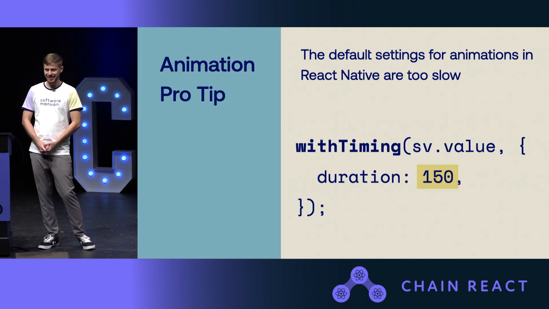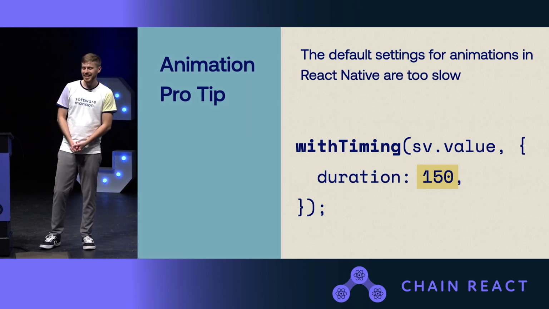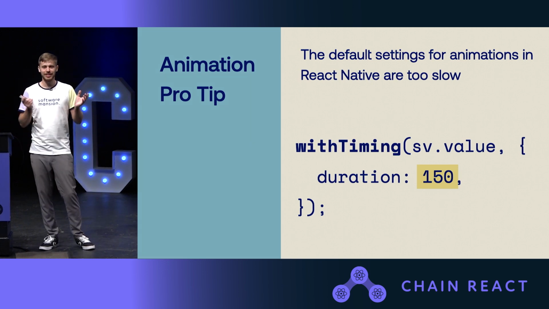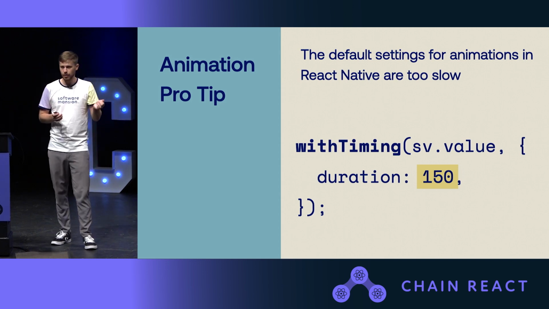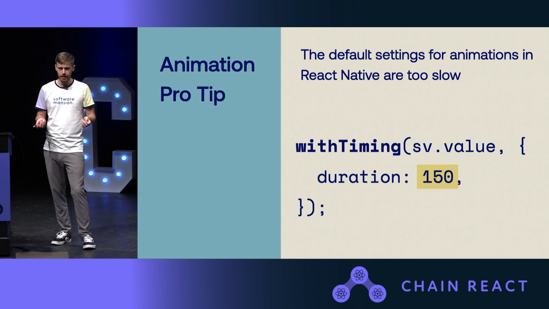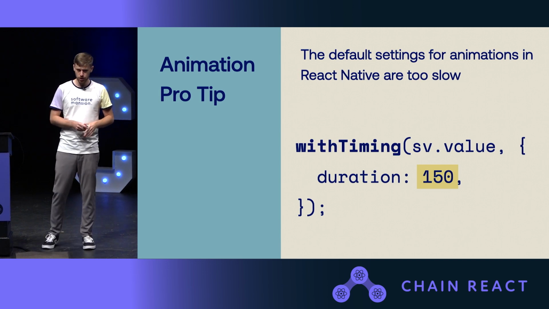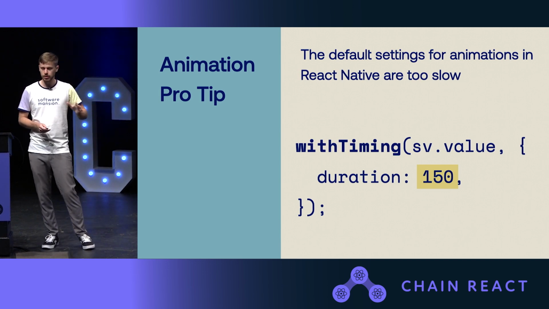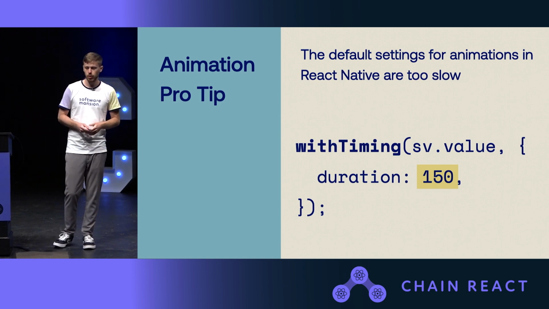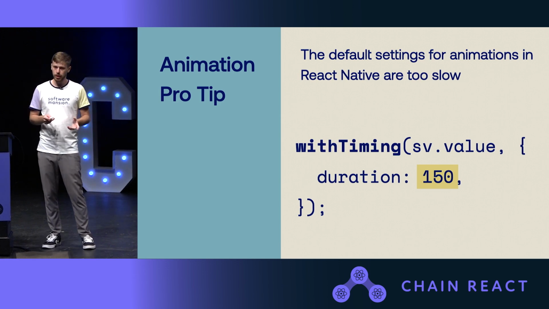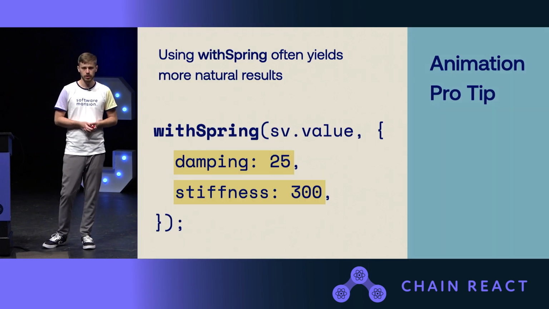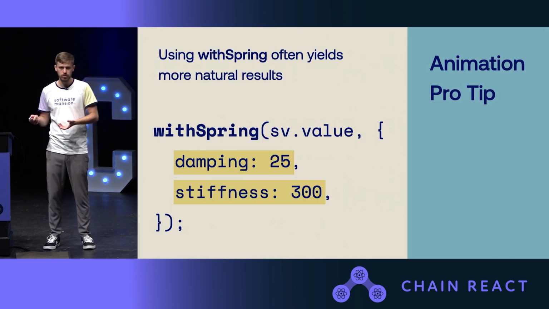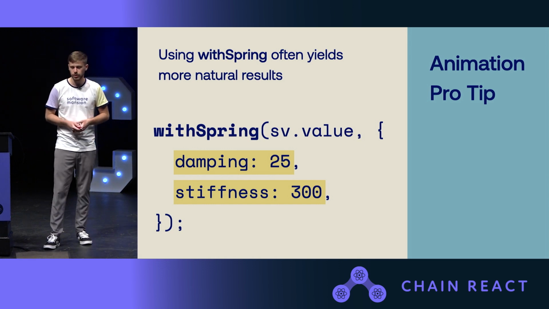From an animation expert, I want to say that the default settings are too slow, I would say. I would say to go with half the default, which is 300 milliseconds. For most of the animations, I'll go around 150 to 100 milliseconds. That would be better. And with timing, you could swap it with Spring many times to have a more physical feel of the animation.